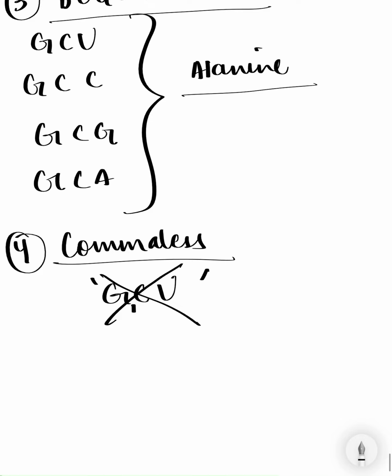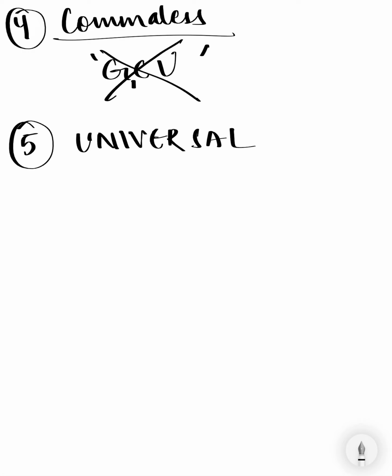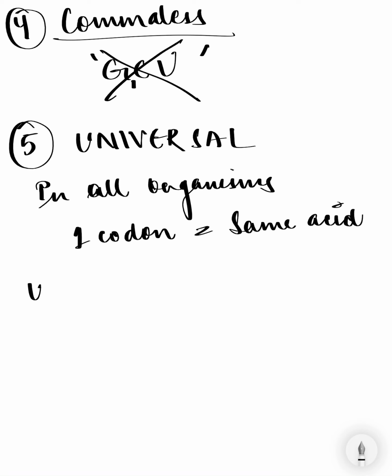Now let's talk about the fifth feature. It states that genetic code is universal in nature. That means a particular codon codes for the same amino acid in all the organisms. For example, UUU will code for phenylalanine in all the organisms.